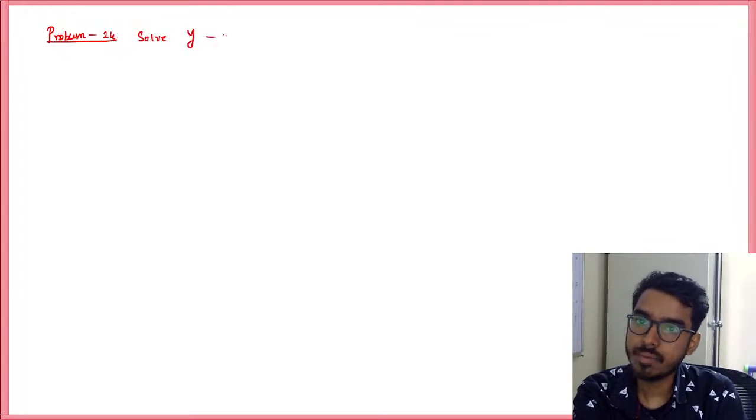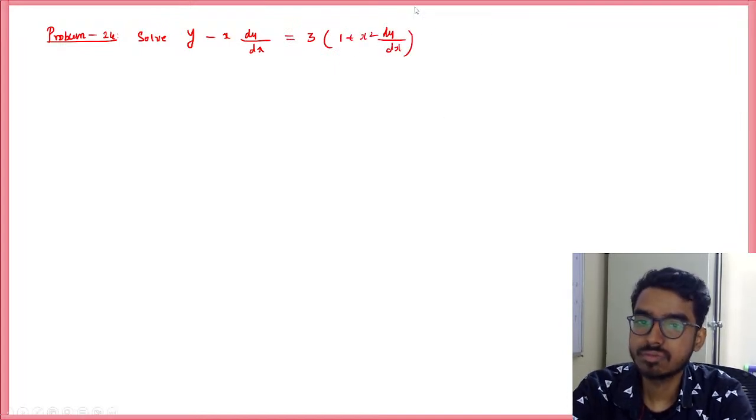So solve y minus x into dy by dx equal to 3 into 1 plus x square dy by dx.